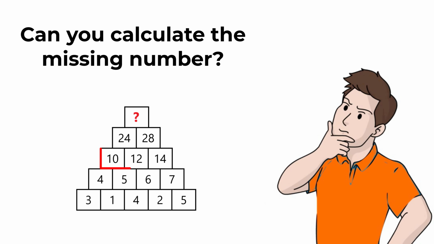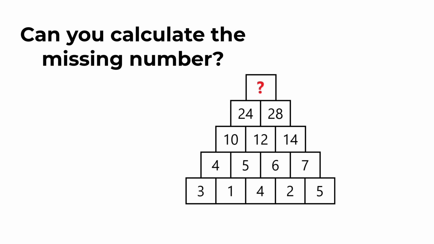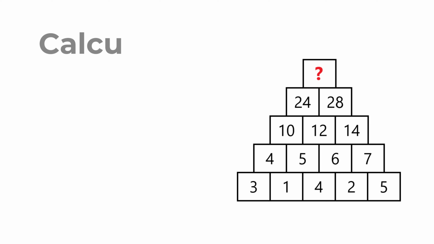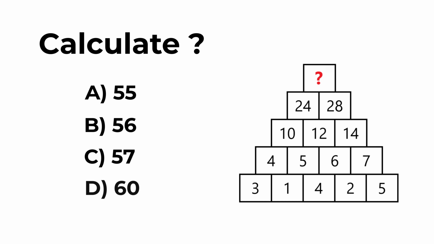The layer below this contains numbers 10, 12, and 14. The next layer has 4, 5, 6, and 7. And the last layer has numbers 3, 1, 4, 2, and 5. You're presented with 4 different choices for the missing number. Choice A, 55. Choice B, 56. Choice C, 57. And choice D, 60.